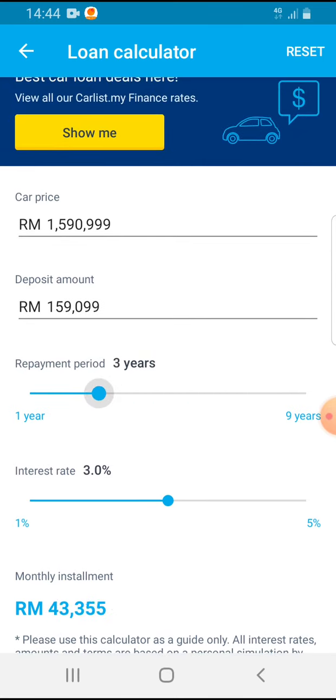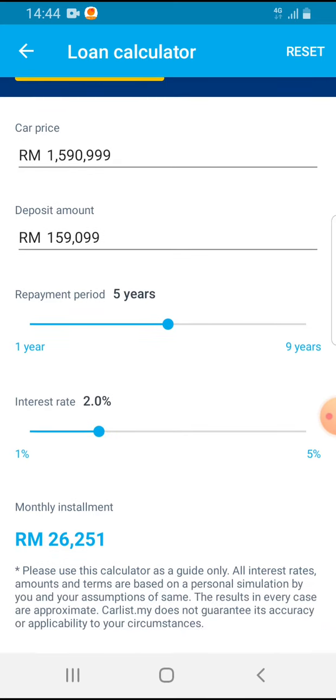You have to select the repayment period. Let's say that you are paying in 5 years, and the interest rate. And if you scroll down, here you can see the monthly installment price. So this calculator is just a guide.